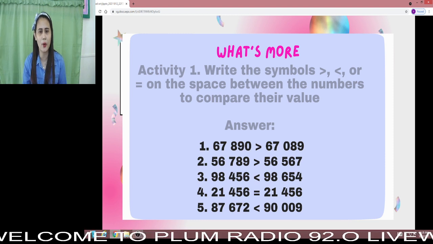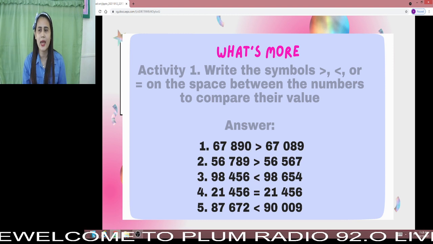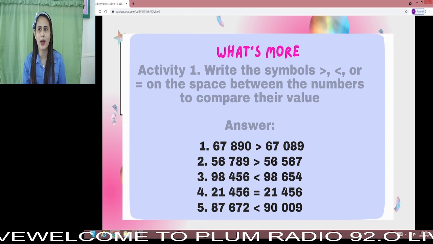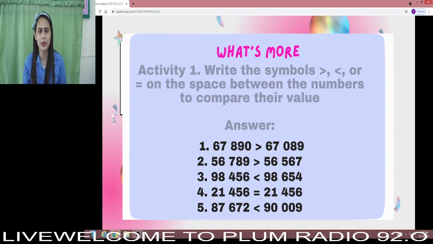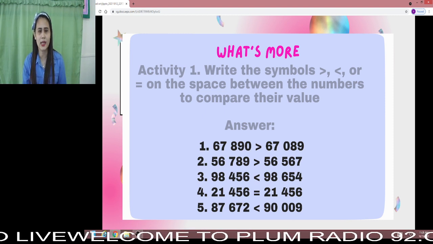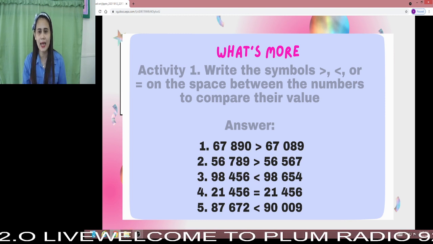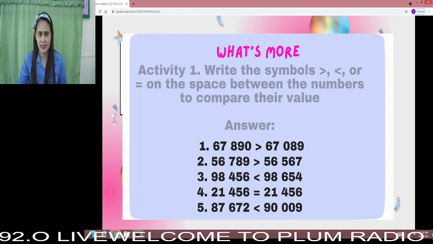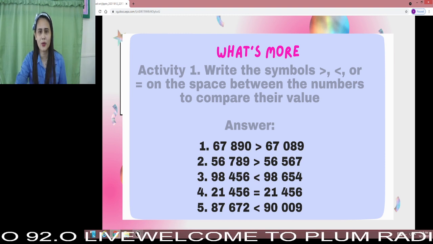And for number 4, 21,456 is equal to 21,456. And for the last number, 87,672 is less than 90,009. You have a perfect score? Very good, kids.